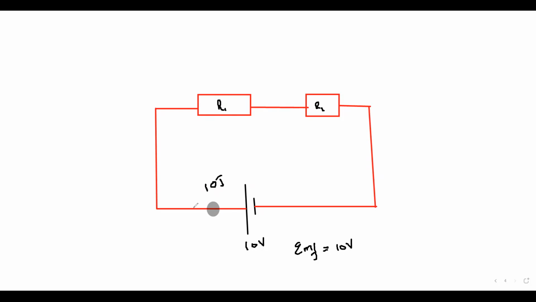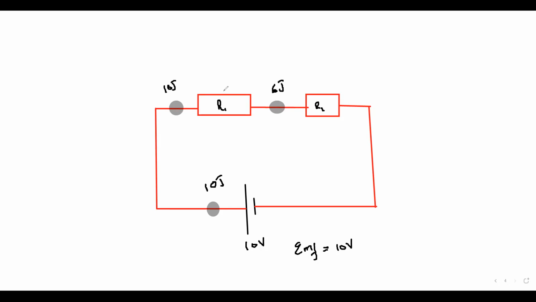So when this charge starts to move, before it enters the resistor, it was having 10 joules. But when it passes through the resistor, it will lose some of its energy because the resistor will try to stop the charge from flowing. For example, it lost some energy and now it is 6 joules. So before it entered it was 10, but now it is 6.